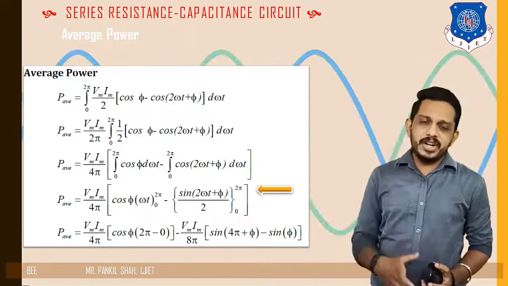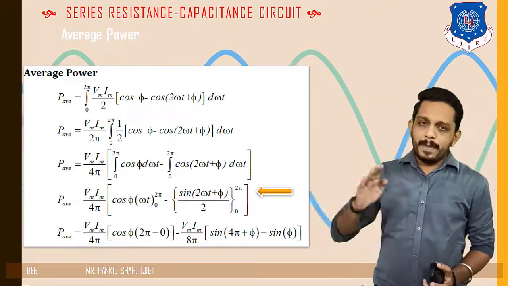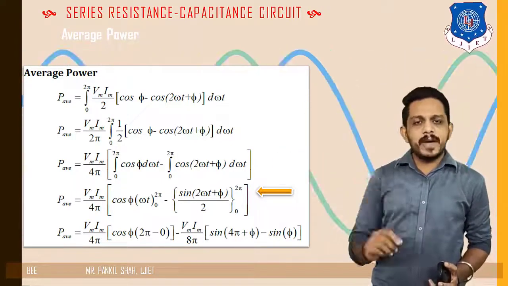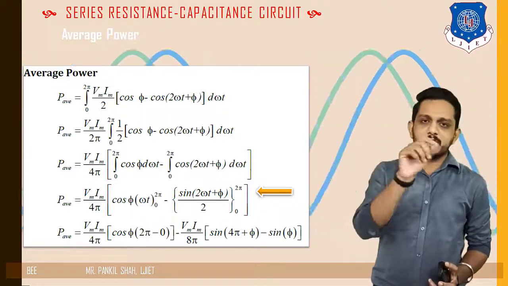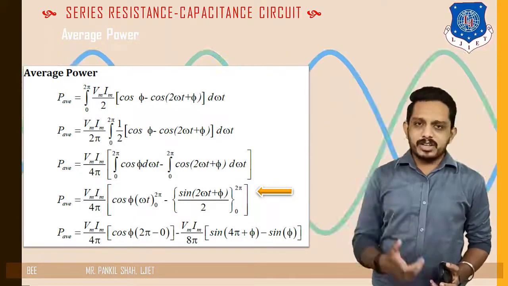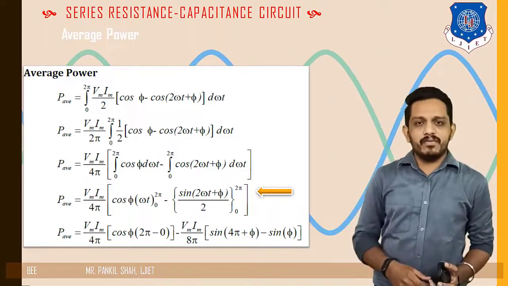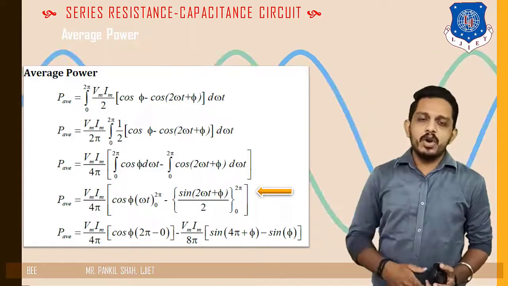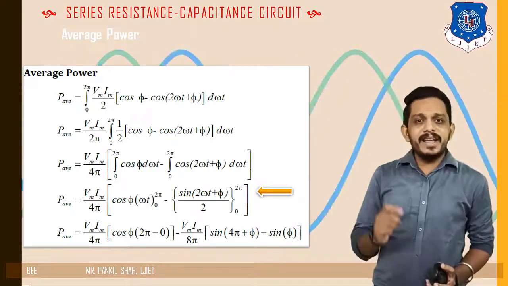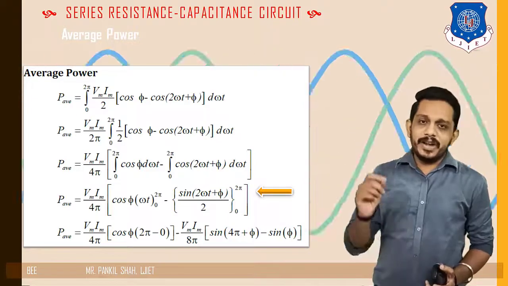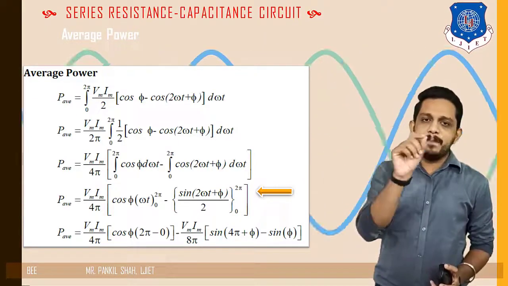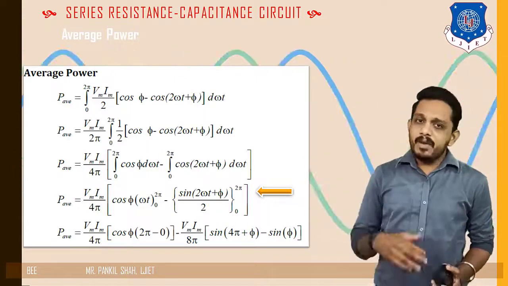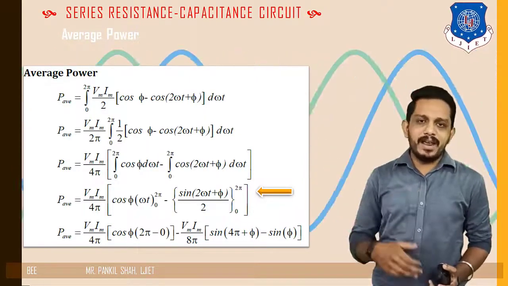So now let's integrate. Vm Im by 4 pi is outside this bracket and inside it will be the integration of 0 to 2 pi cos phi with respect to d omega t. But we know that cos phi is constant, so the integration of 1 with respect to omega t will be omega t, and the limit is 0 to 2 pi. Minus the integration of cos is sine, so it will be sine 2 omega t plus phi divided by 2, and again the limit will be the same, 0 to 2 pi. We have to put the limits 2 pi and 0 one by one.